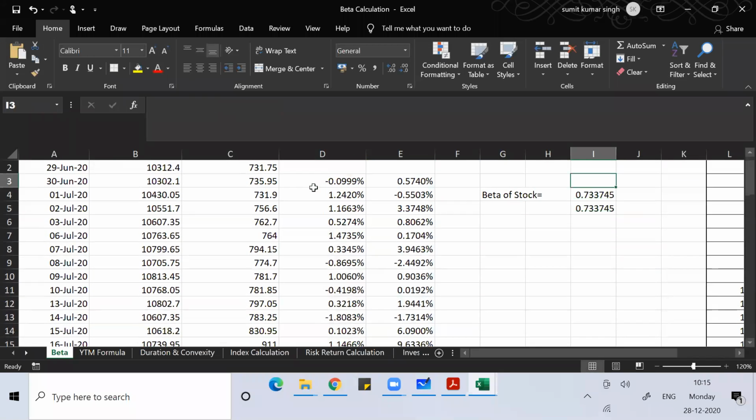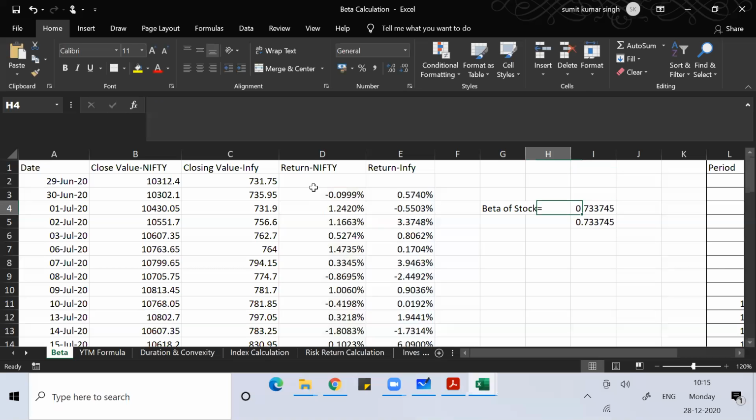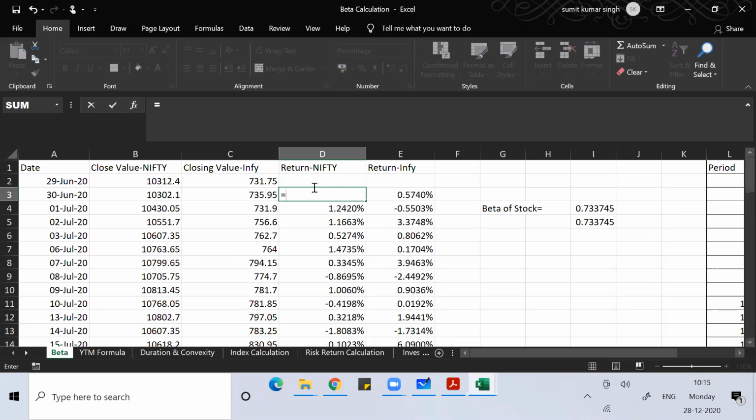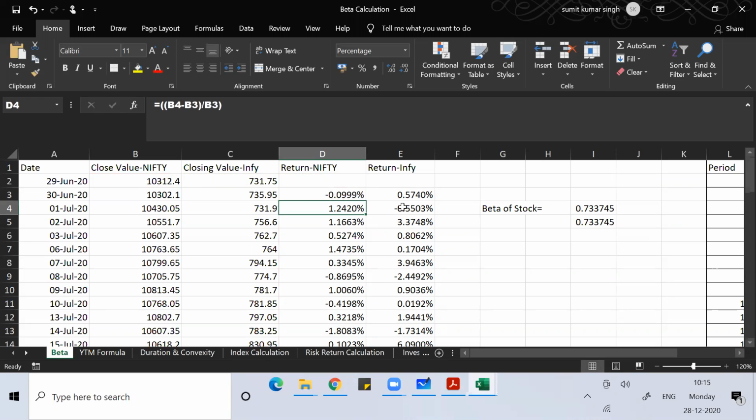You don't have to do any hard work if you're doing it in MS Excel. How to calculate the return on stock and return on market? If you want the return value, it is today's value minus yesterday's value, divided by yesterday's value, into 100. If you do that, you'll get the return. If you do it this way, it will be very easy for you.